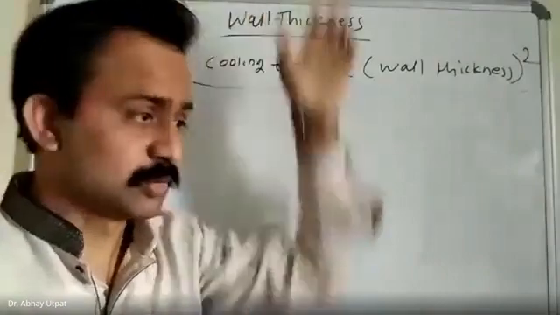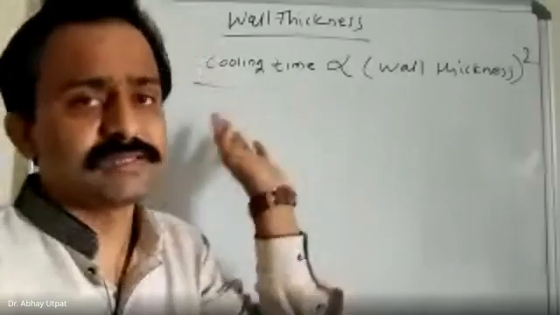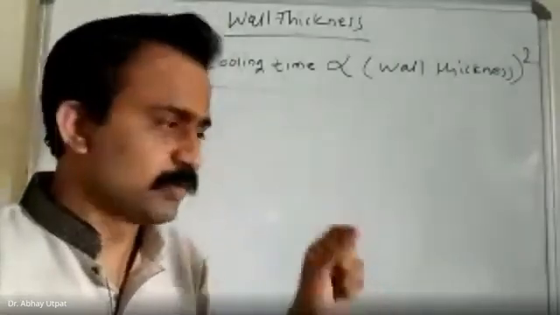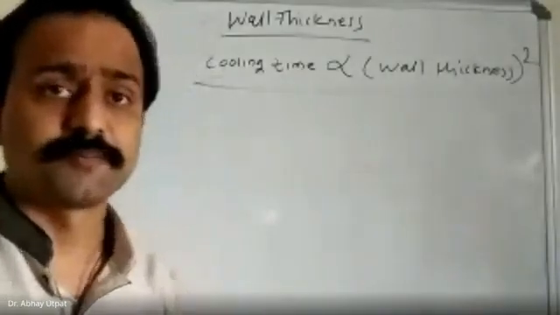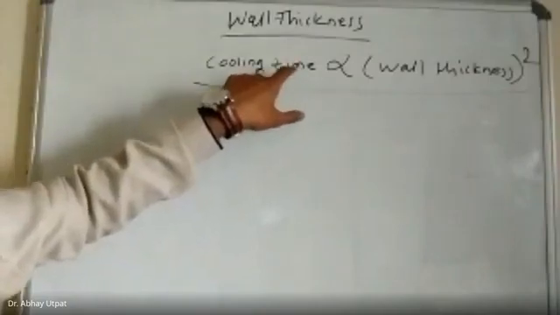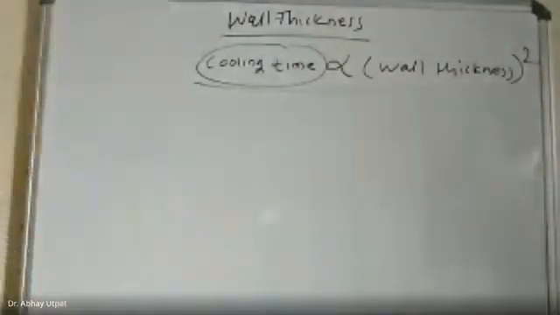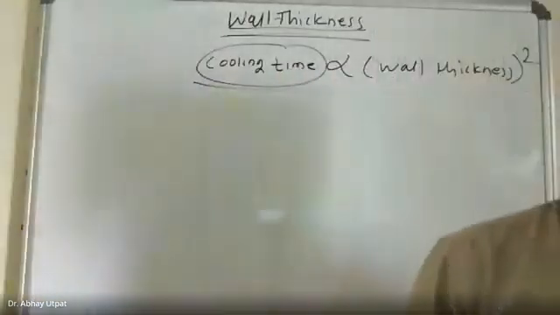Imagine, even if you increase the wall thickness by 0.1 mm, you will find a tremendous increase in time. If earlier the cooling time is supposed to be 3 minutes and you just added 0.1 mm thickness, it may double. It may become 6 minutes. We are thinking in terms of cooling time, because if cooling time increases, cycle time increases, then the cost of the process increases. Everything depends upon each other. That's why you should keep the wall thickness as minimum as possible.